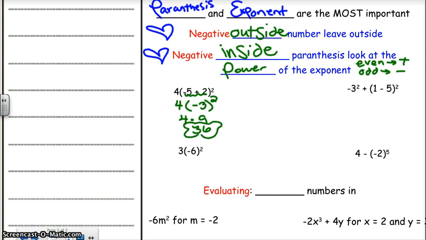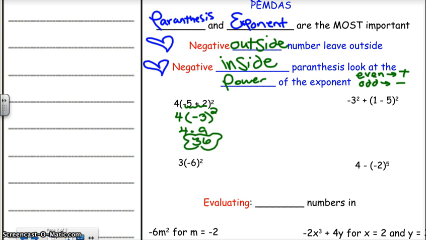Okay, now keep in mind, I could have used the strategy there when the negative is inside the parentheses, like I have going on here. Now I look at the exponent, it's even, that tells me my answer should be positive, so it's a positive 9.